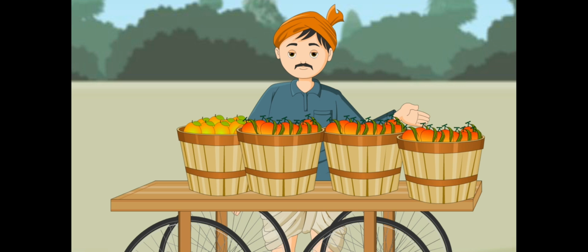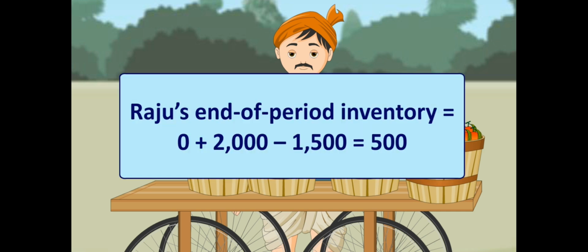In the case of Raju, he started with zero inventory. Bought inventory worth rupees 2,000. Sold rupees 1,500. So, end of period inventory is equal to 0 plus 2,000 minus 1,500, which is equal to 500. This amount of rupees 500 is entered under inventory in the balance sheet.